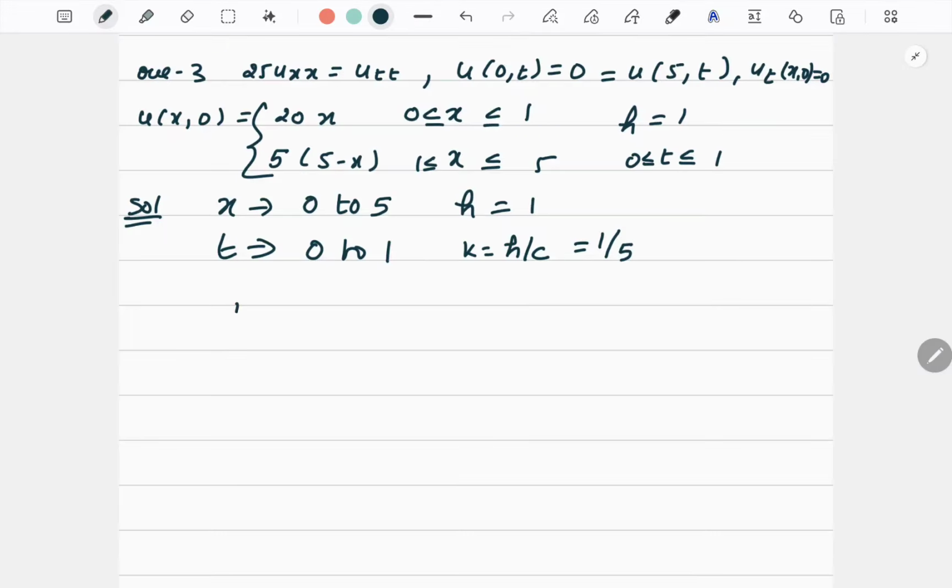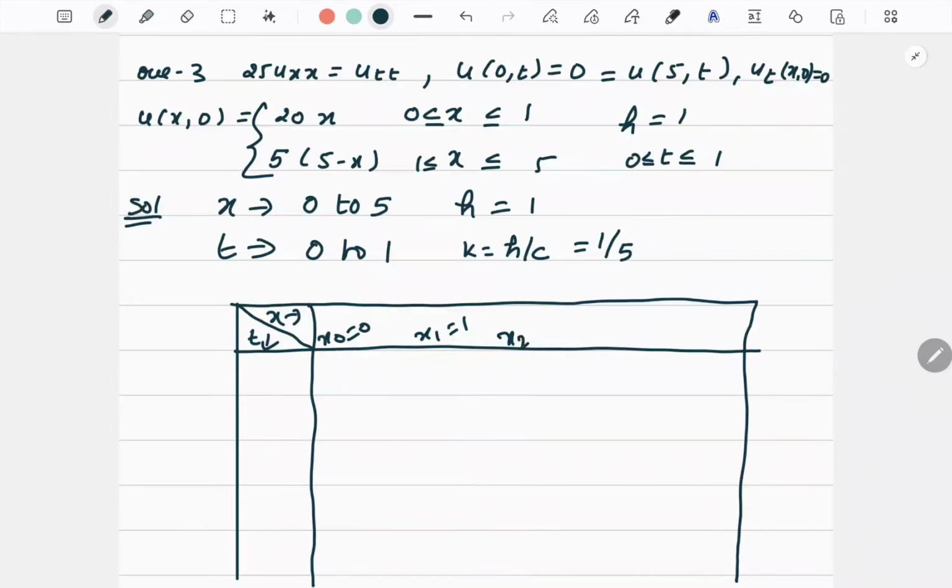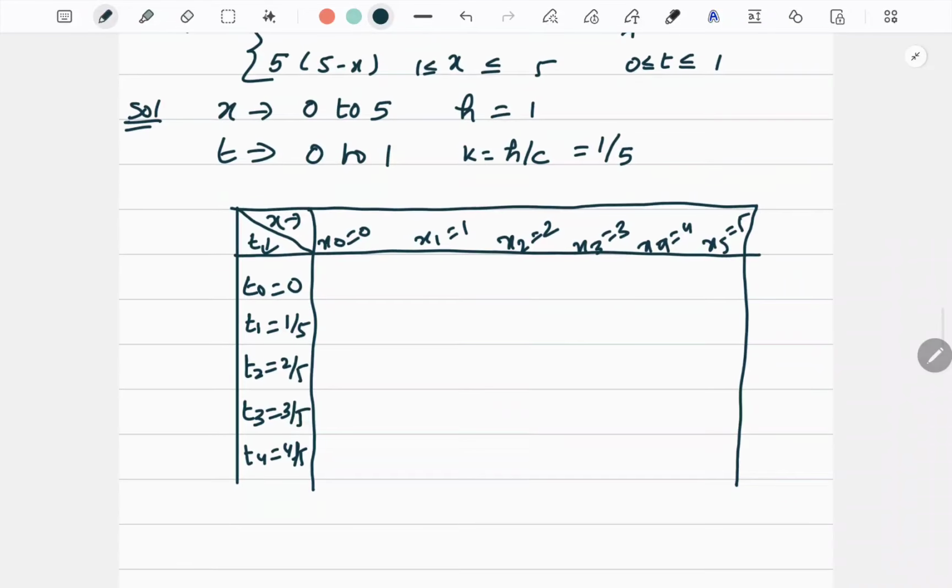Correct? So now let's make the box. x0 is equal to 0, x1 is equal to 1, x2 is equal to 2, x3 is equal to 3, x4 is equal to 4, x5 is equal to 5. t0 is equal to 0, t1 is equal to 1 by 5, t2 is equal to 2 by 5, t3 is equal to 3 by 5, t4 is equal to 4 by 5, and I made one less. t5 is equal to 5 by 5, which is 1. So my box is ready.